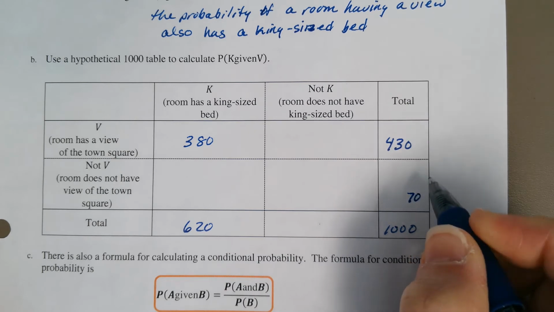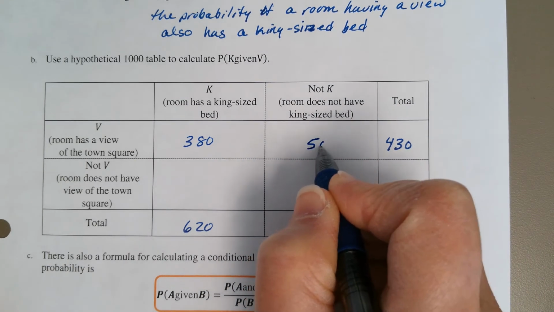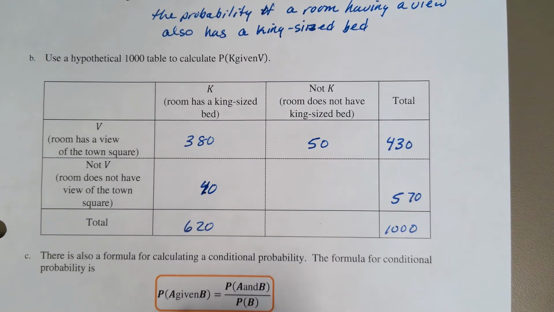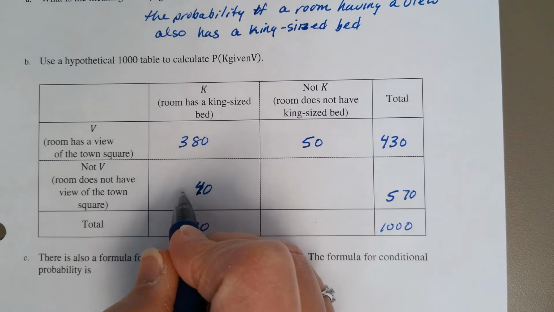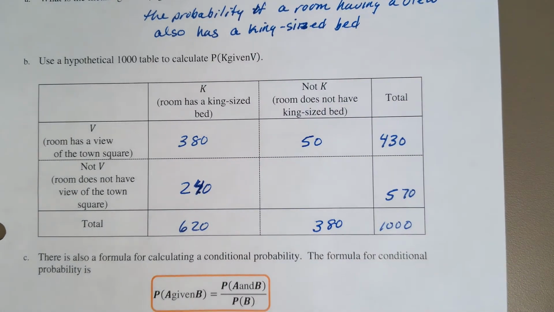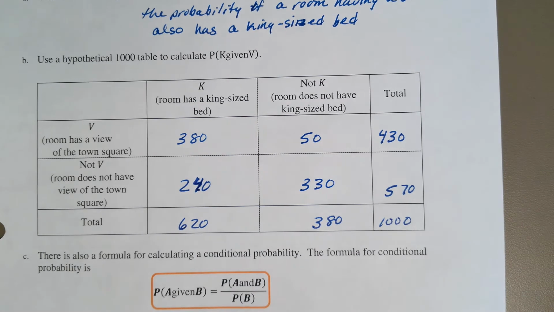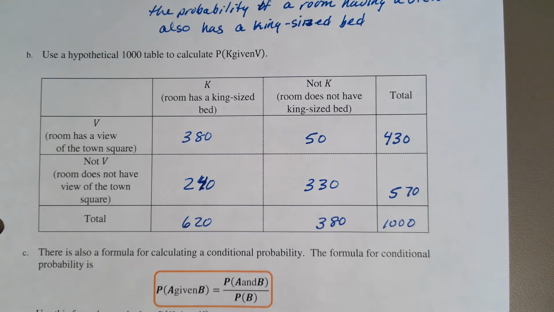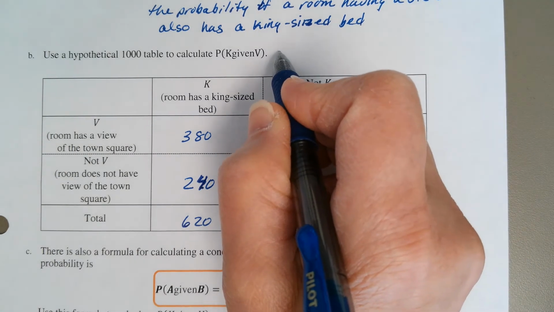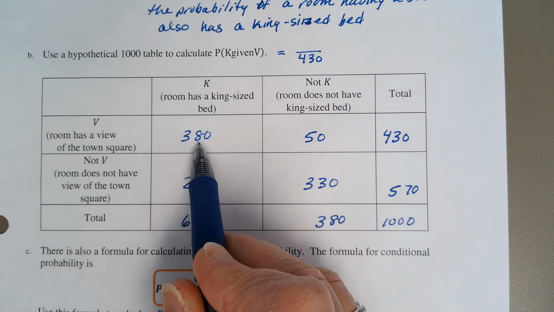Just filling in the cells, 70 brings me to 500, so 570. 380 plus 50 is 430. 380 and 40 will bring me to 420, so 240. 620 plus 380, 1,000, and let's see, this cell would be 330. So, probability of king-size bed given view. So we're given we've got a view, so that's 430. As a view is 430. Of those 430, 380 have a king-size bed.